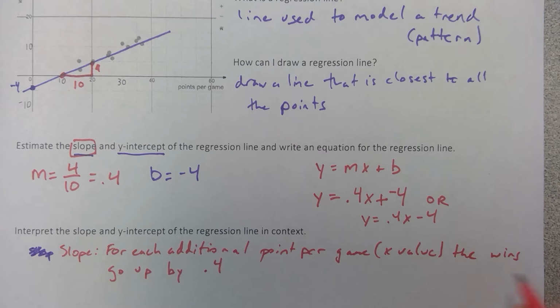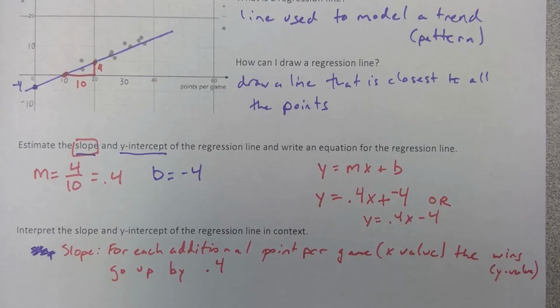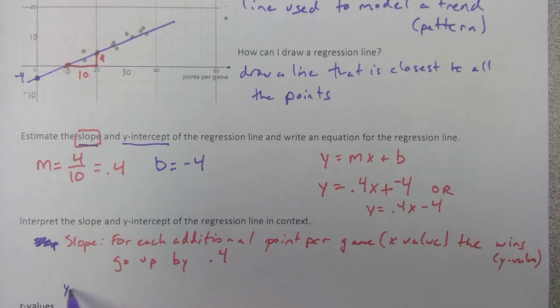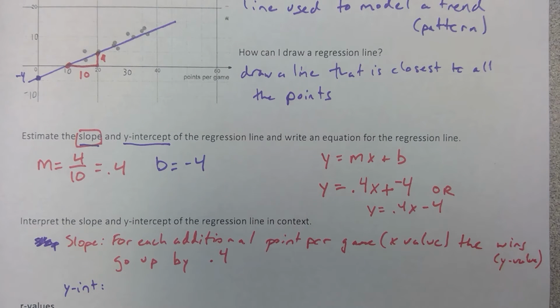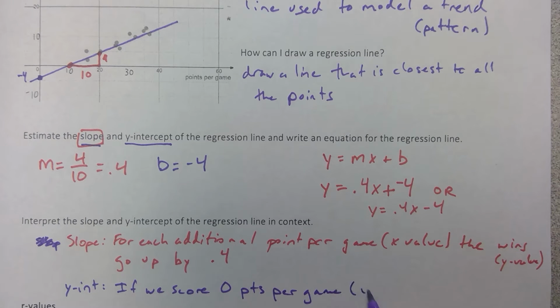Okay, and wins is my Y value. Now, let's take a look at our y-intercept. Now remember, at y-intercept, that means that our x value is 0. So that means that if we score 0 points per game, there's my x value, we win -4 games. Okay, and there's my y value.